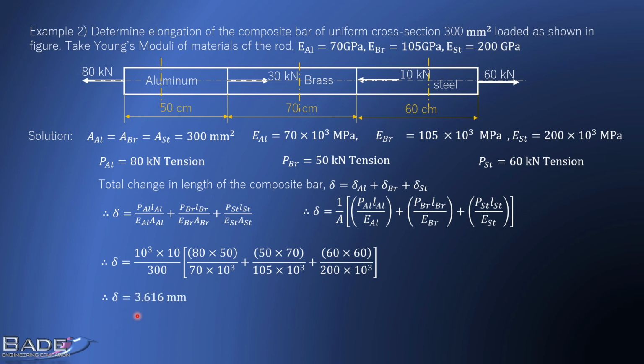So delta is a positive answer. What does that mean? It is overall elongation of the bar. Write the answer: delta is 3.616 millimeter increase in length.